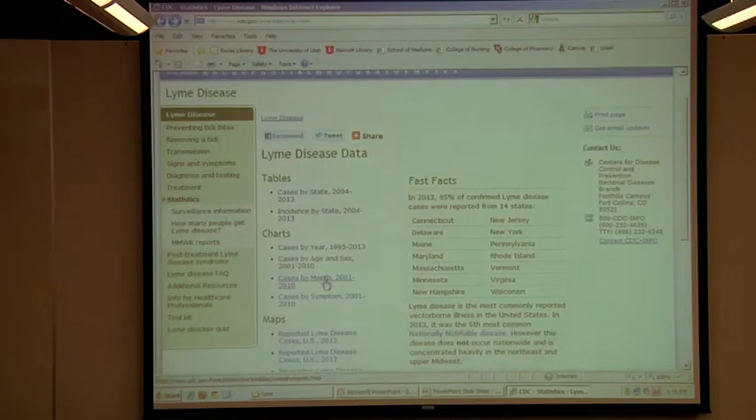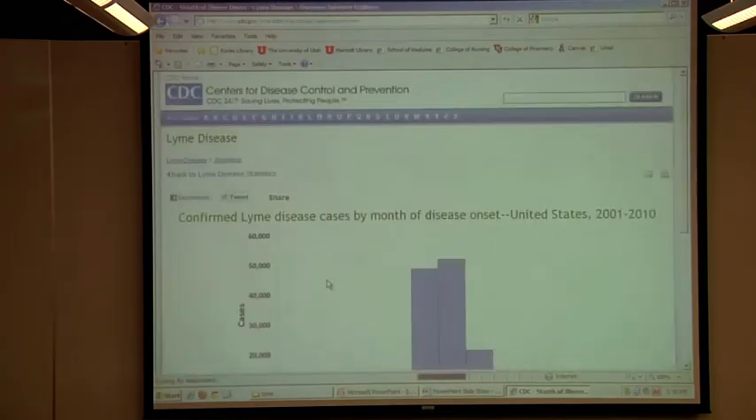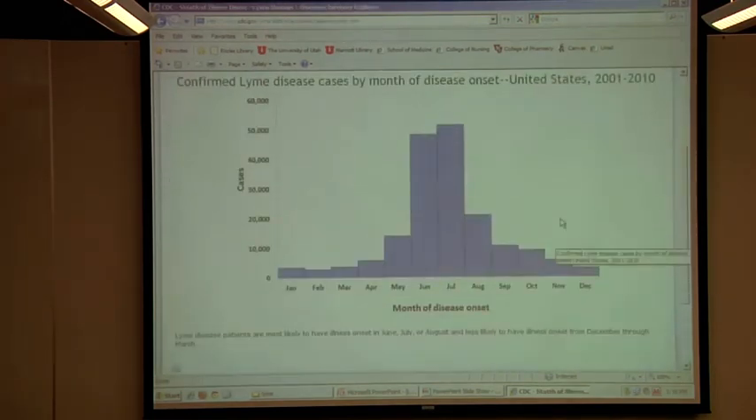And let's see here. Cases per month. So what does this tell you about Lyme disease? Summer. You get it in the summer. That's when the ticks are out. That's when people are out hiking. If you looked at the life cycle of the tick, it's a little bit more dormant in the wintertime. But yeah, May through September.